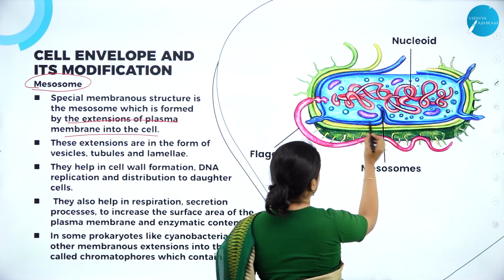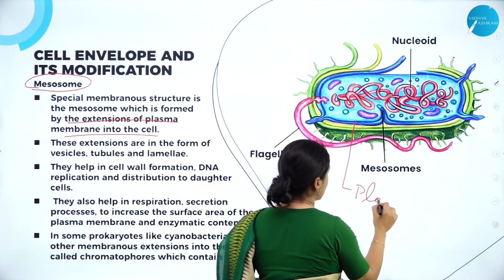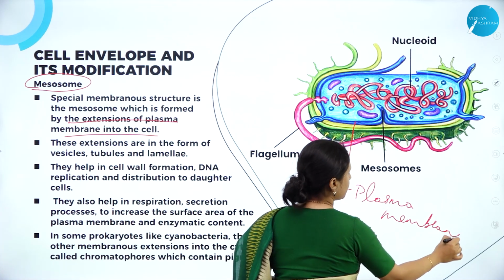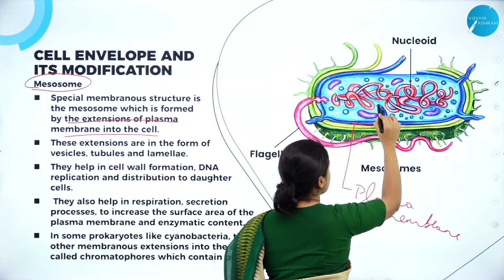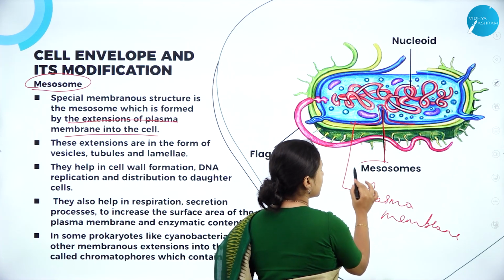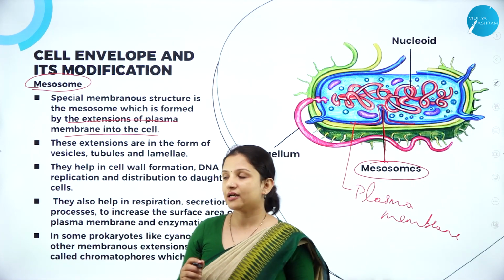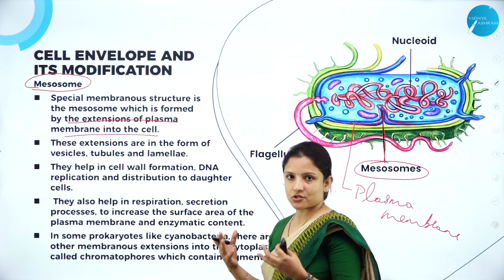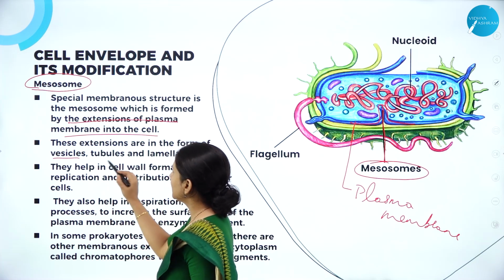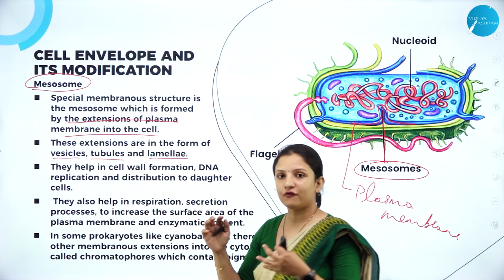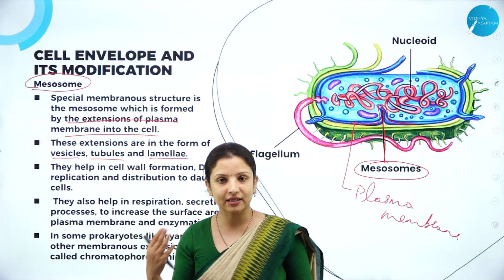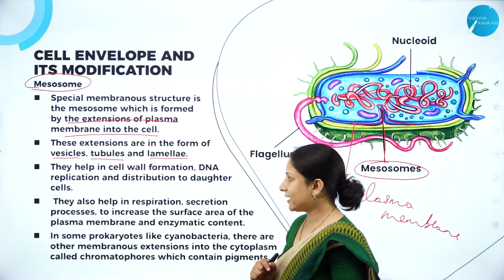So this is the plasma membrane of bacteria. In some cases, what happens to this plasma membrane is that it starts to fold inwards like this. That inward folding of the plasma membrane is nothing but what is called mesosomes. So they are the inward foldings. These extensions, these inward foldings or mesosomes, can be in the form of vesicles, they can be in the form of tubules, or they can be in the form of one more layer such as the lamellae. Like how you find in the mitochondria, lamellae, right? They can act like a lamellae as well.